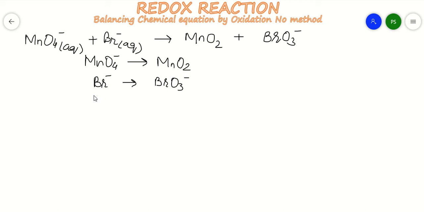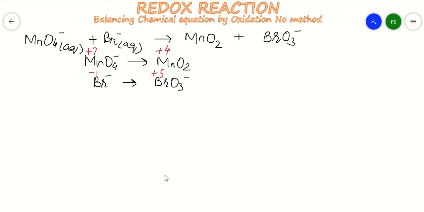Again, what I am going to do is find out the oxidation number of manganese on both sides and the oxidation number of Br on both sides. If you calculate, the oxidation number of manganese is plus 7 here, and here it is plus 4. Bromine's oxidation number on the left hand side is minus 1, and here it would be plus 5.